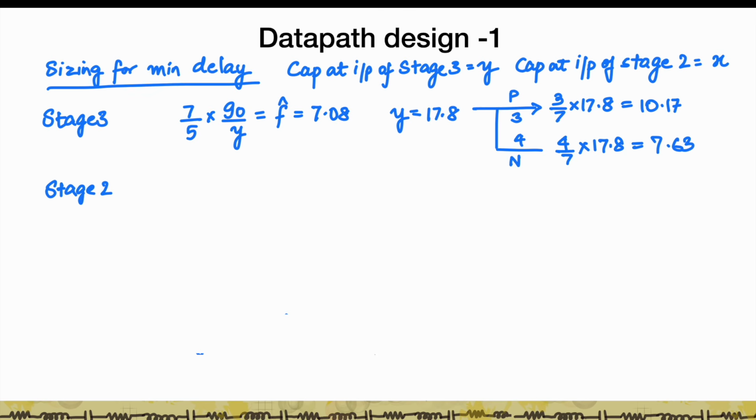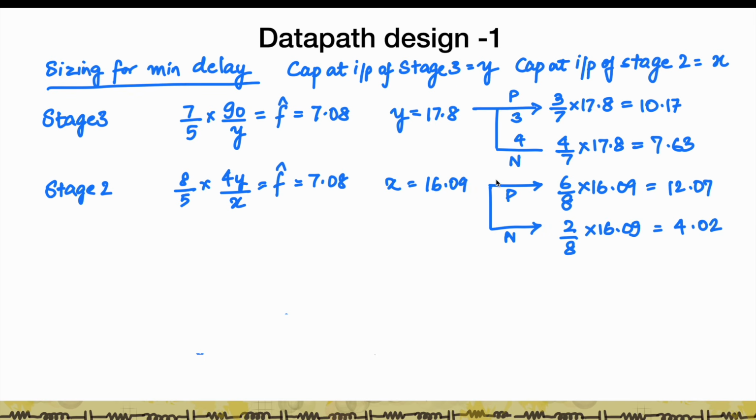Now we come down to stage 2, which is the NOR 2 stage. In the NOR 2 stage, you have logical effort 8 by 5. But here the output capacitance of the NOR 2 is made up of 4Y, because you have a branching there. So 4Y divided by X is F cap, and that essentially gives your X to be 16. And then you know the ratios of P and N in this case, which gives you 6 by 8 of the 16, which is 12, as the size of the P. Size of the N is 4. So that's the sizing you need to do for the second stage.